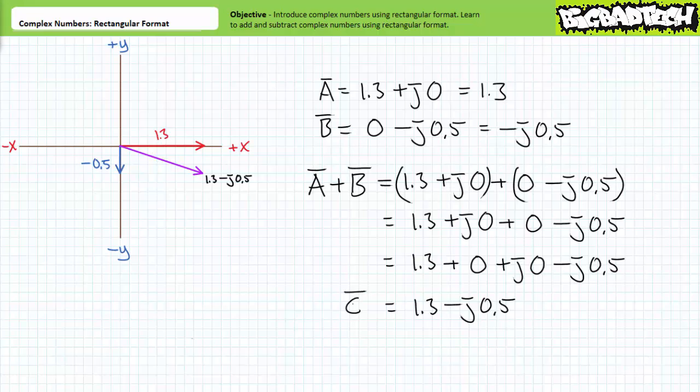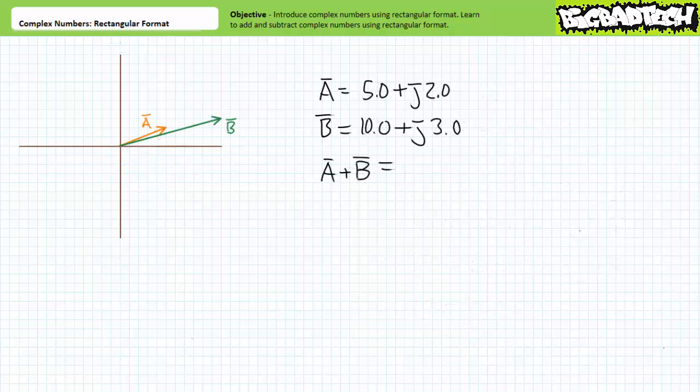And finally, the resultant travel vector, a plus b, could be represented as c overbar equals 1.3 minus j times 0.5 using rectangular format. As another example of complex numbers and complex number addition using rectangular format, consider complex number a and b. We're being asked to add a and b. Note both our arguments include real and imaginary components. A has a value of 5 plus j2.